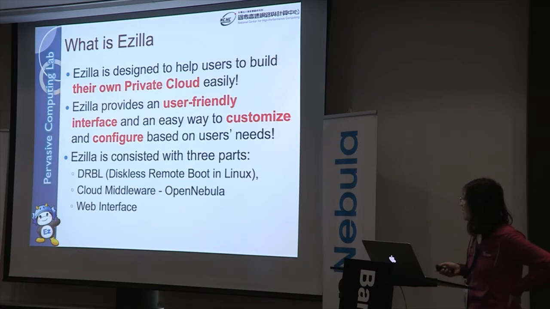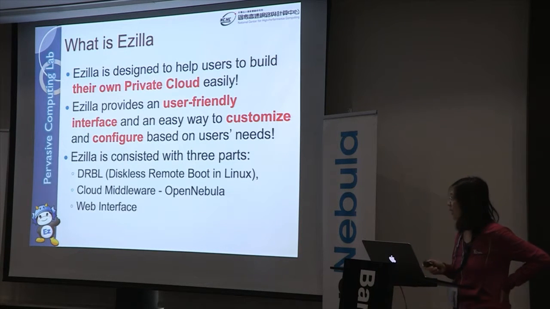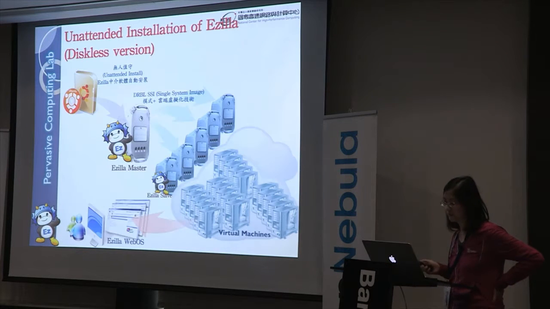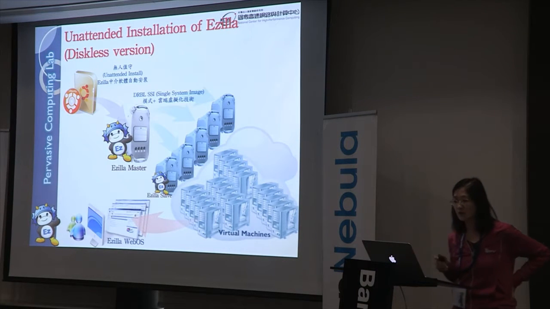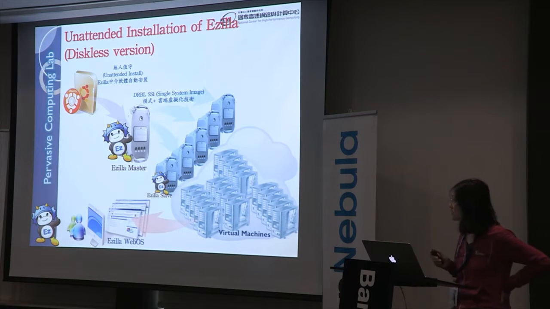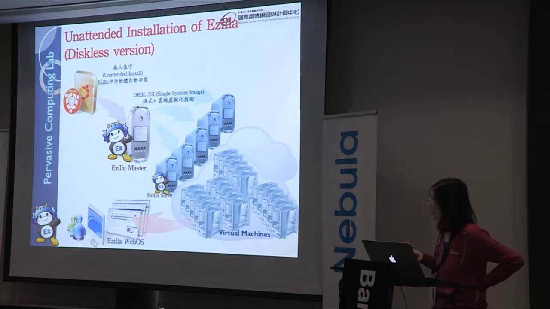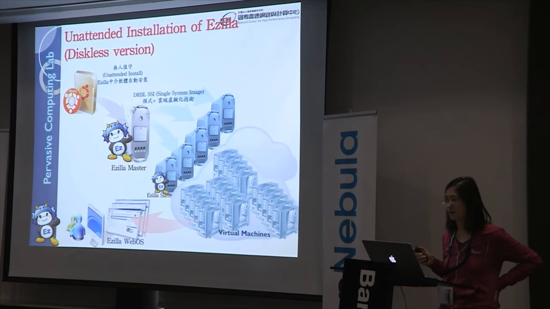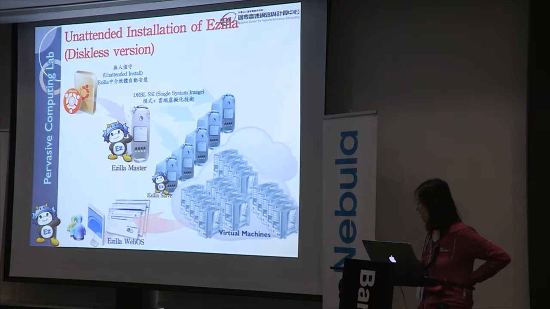We also use the cloud middleware OpenNebula. It's very light and very simple to use. And then we also use a web interface. So we created 2 versions of Ezilla. The first one is diskless. That means as long as you install OpenNebula, you can add physical machines anytime, anywhere, just using the local LAN. After using DRBL, you can dynamically extend your computing power.